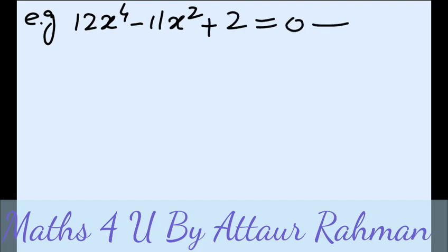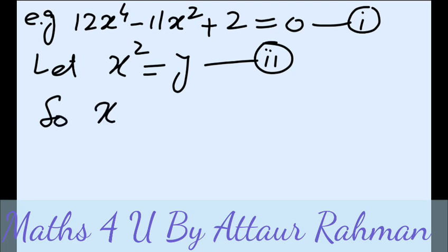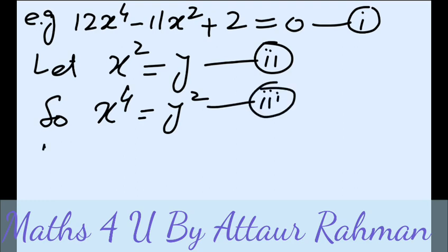Say this is our first equation. Now, as we have discussed, this is a biquadratic equation, so we will let x square is equal to y and mark this as our second equation. Then we will square this. It will become x^4 is equal to y square, and this is our third one. So now what will we do next? We will substitute these two equations, that is equation 2 and equation 3, in equation number 1.